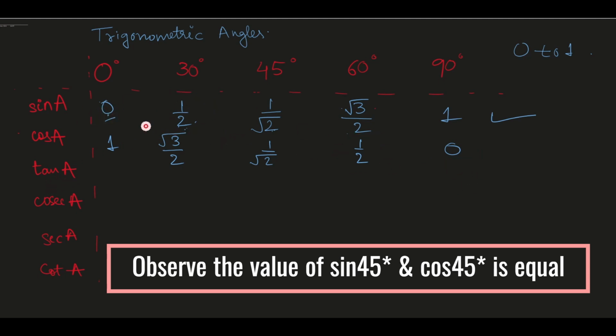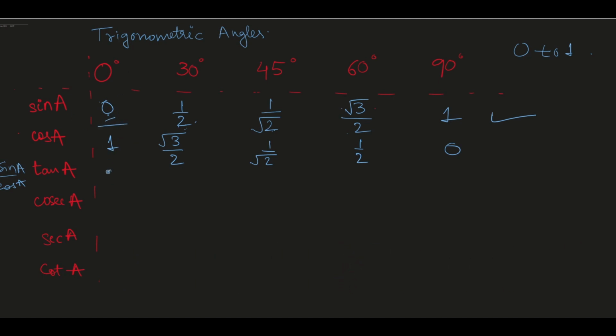Now, tan. In order to write tan, we need to divide sine A by cos A. So just divide the values, okay? So see, 0 by 1. What will be 0 by 1? 0 by 1 is 0. What is 1 by 2 divided by root 3 by 2? This 2 gets cancelled. So the value will be 1 by root 3. Again, for tan 45 degree, 1 by root 2 divided by 1 by root 2, which is equal to 1.